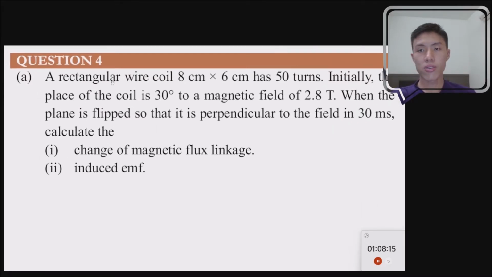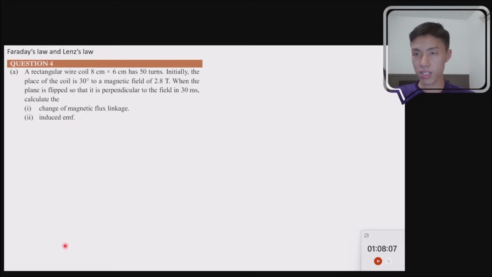question 4. A rectangular coil 8 cm times 6 cm has 50 turns. Initially, the plane of the coil is 30 degrees to a magnetic field of 2.8 Tesla. When the plane is flipped so that it's perpendicular to the field in 30 milliseconds, calculate the change in magnetic flux linkage and the induced EMF. So here, I think it's a change of angle question, and it's Faraday's law and Lenz's law, but change of angle because the plane is flipped.